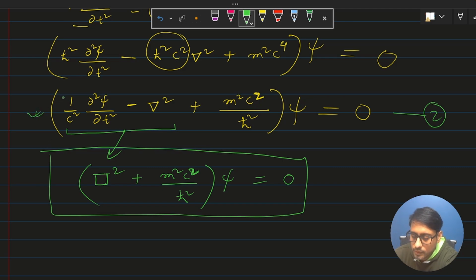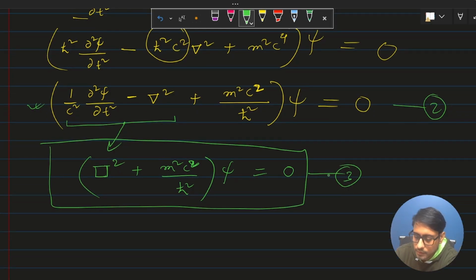Now if we do the same thing, if I multiply, call this equation 3, if I multiply a conjugate, write the conjugate equation for the same equation 2 as we have done for the Schrödinger equation. So for that we can write 1 over c square del 2 psi conjugate over del t square.